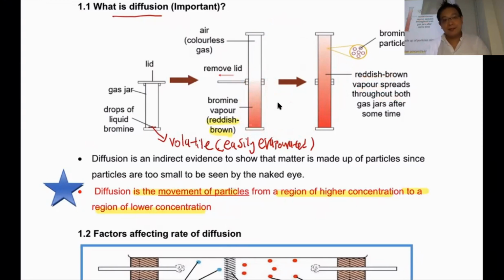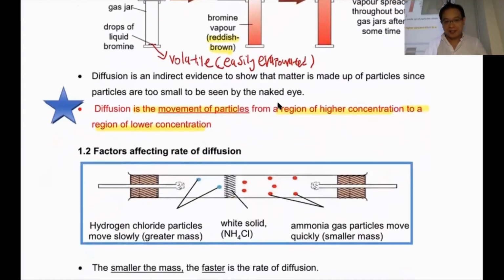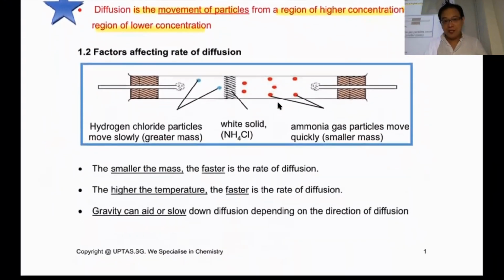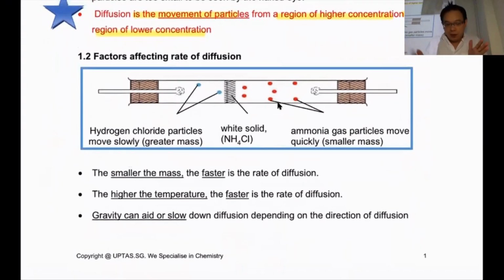Most of you understand. But here comes the confusion. Let's take a look where the confusion will come in. The confusion will come in when we talk about the factors affecting rate of diffusion. So diffusion moves from high to low. So what are the factors that may affect it? First is the mass. The smaller the mass, the faster the rate of diffusion.